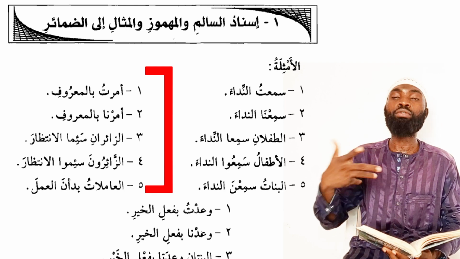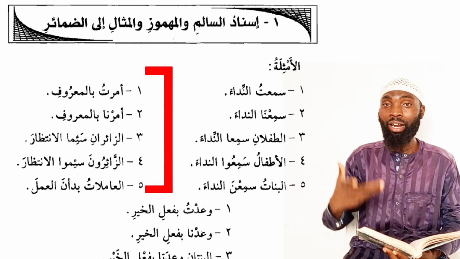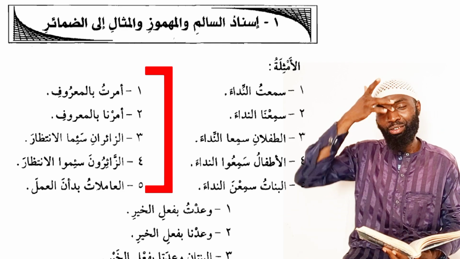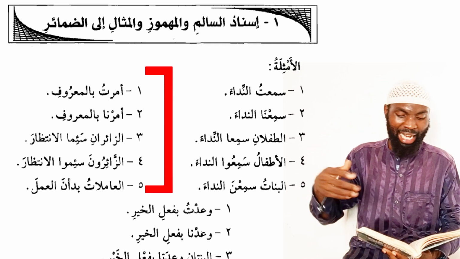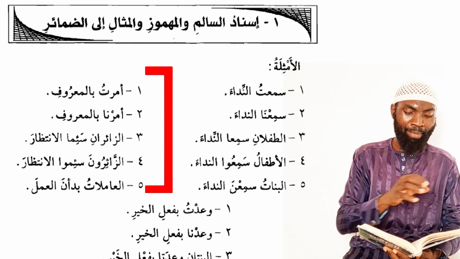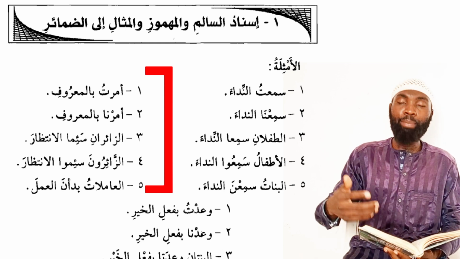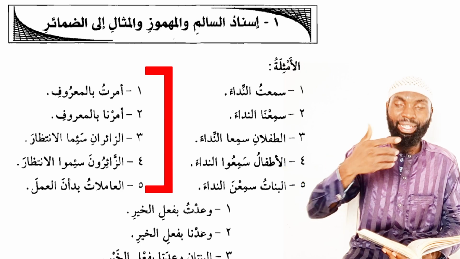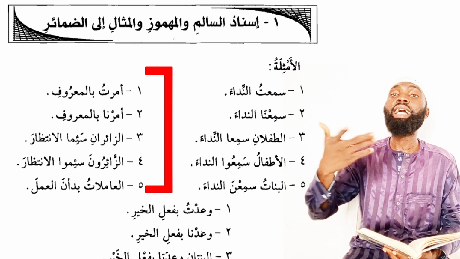Next we have amaruna bil ma'rufi. We commanded good. Na is also attached to what? Amara. Number 3 we have az-zairani sa'imal intidhar. Az-zairani means the two visitors got tired of what? The waiting. Got tired of waiting.